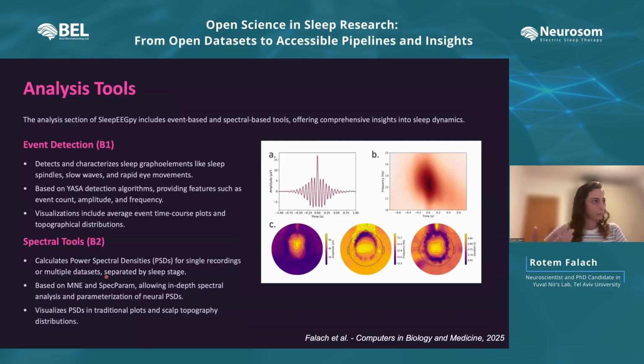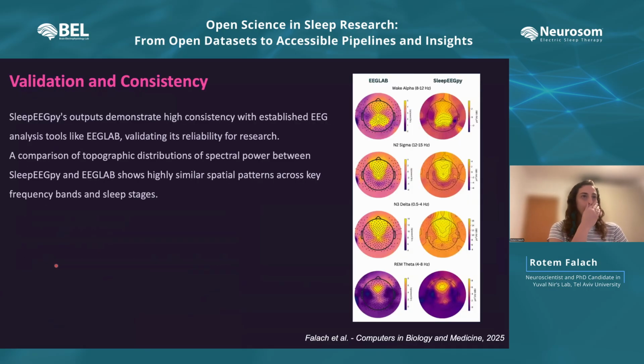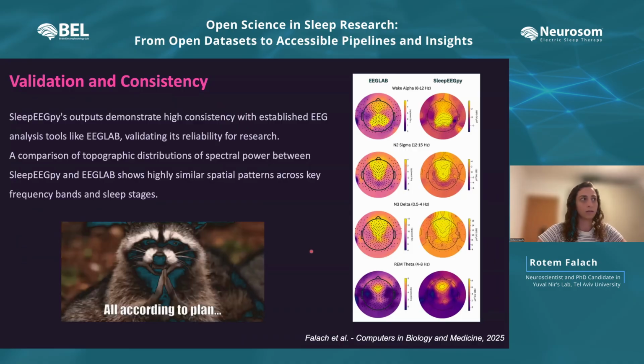And we also have a next analysis tool, the spectral tool, but I'm not going to get into it. And at the end, we wanted to check the consistency. We wanted to make sure that our pipeline produces what established tools already produce, for example, EEGLAB in MATLAB. So we ran the same recording through both of them, and we saw that they are very much alike. So they line up. And this was for us a final validation, and we published the paper with all the details.